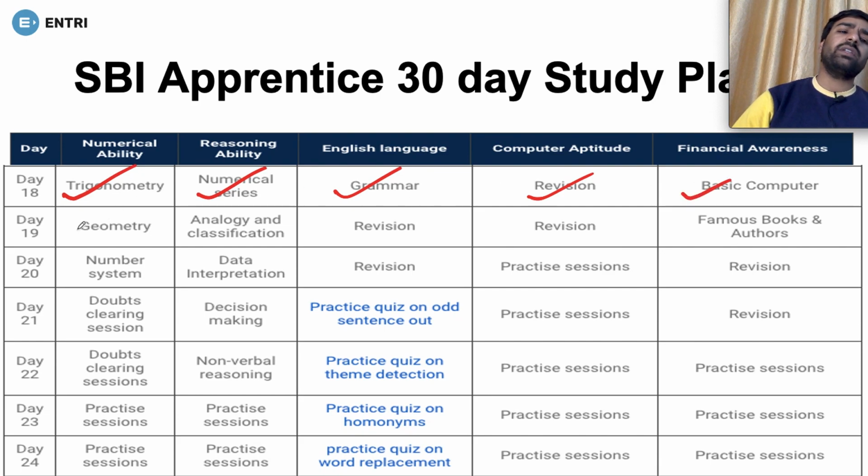Fine. On day 19, go with geometry from maths, analogy and classification from reasoning, revision of the English, revision of the computer and famous books and authors. It is important, it is asked in the examination.